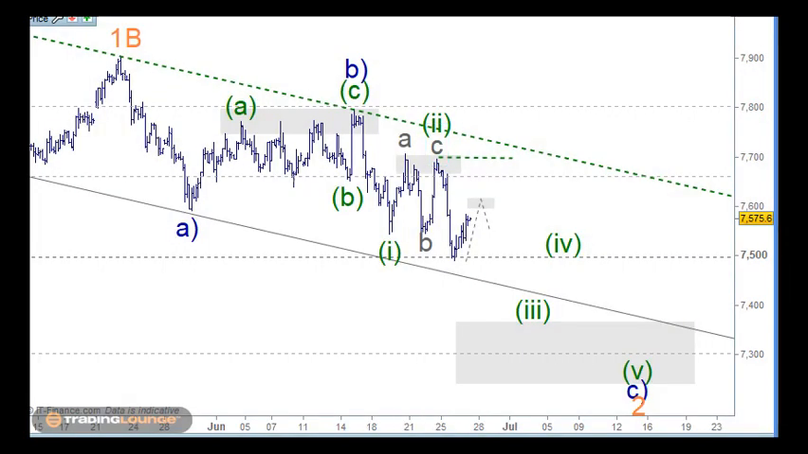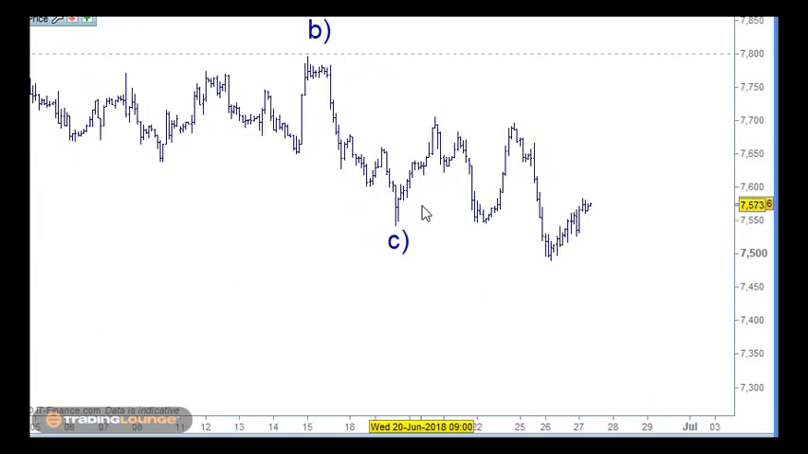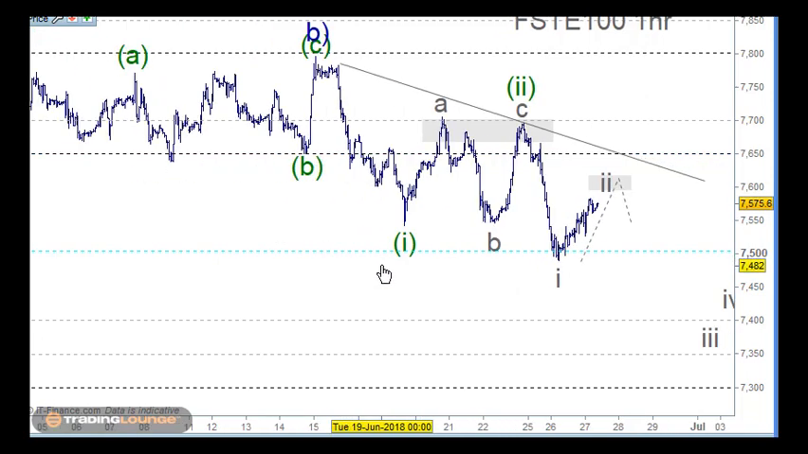And we'll look at this in a little bit more detail. So I'm not sure what I've been working on. 2-hour chart, no, 1 hour chart, that was the old one. So 1 hour chart here.